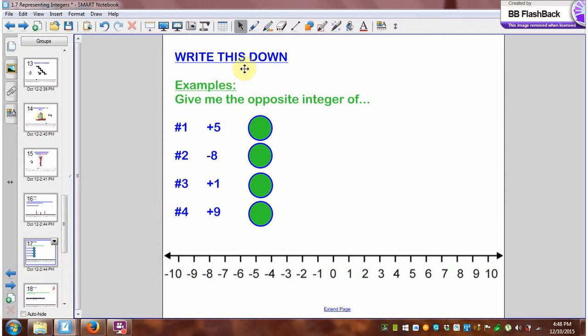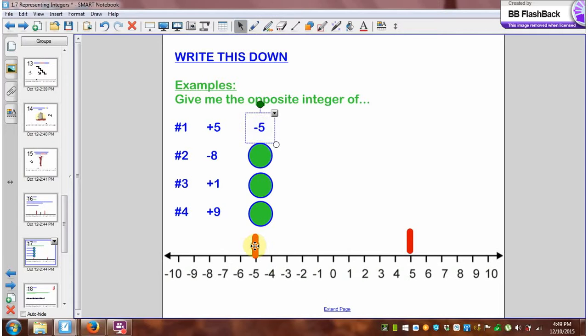Okay, so some examples. Just quickly write this down. Give me the opposite integer of. You don't need to write your number line down, just this instruction. Give me the opposite integer of positive 5. Okay, so what's the opposite of positive 5? All you gotta do is change your sign to the opposite. So positive 5 is here. Draw that out. Where's our opposite? We're going 5 above 0, so we're going to go 5 below 0. Right there. So our opposite is negative 5.